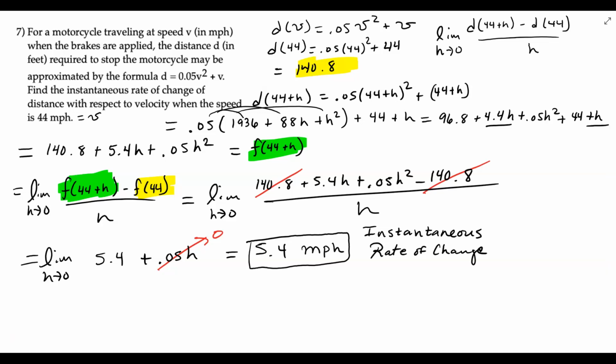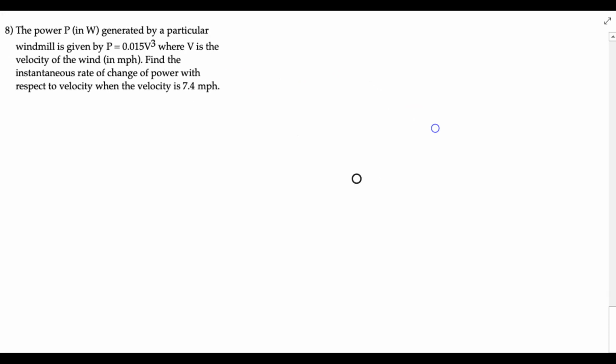So let me move this around. Okay, so the power P in watts generated by a particular windmill is given by this function: P equals 0.015v cubed, where v is the velocity of the wind in miles per hour. Find the instantaneous rate of change of power with respect to velocity when the velocity is 7.4 miles per hour. So definitely a neat application, because wind energy is getting to be such a big deal.